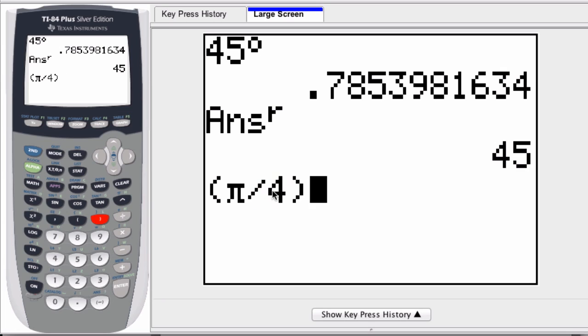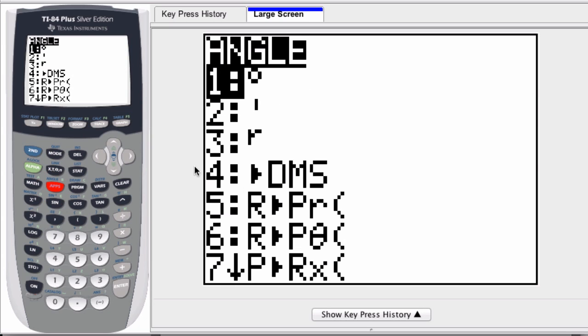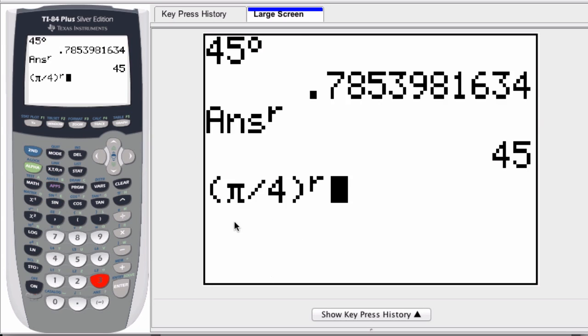So now you've entered something in radians, right? And you want to convert to degrees. So you hit second angle, pick your radian mark there. Now the calculator knows this is in radians, but you're in degree mode. So by pressing enter, it'll convert it to degrees.